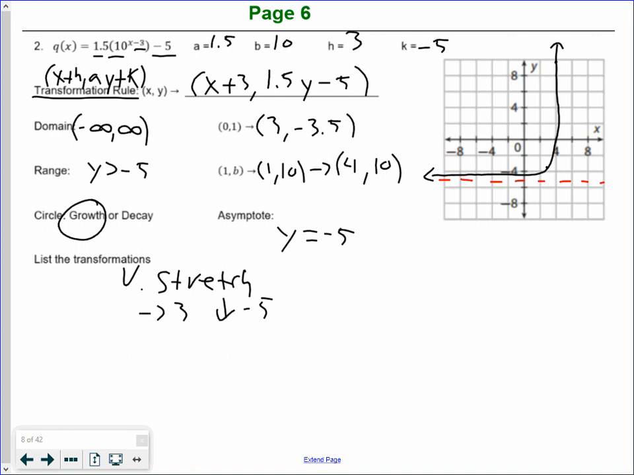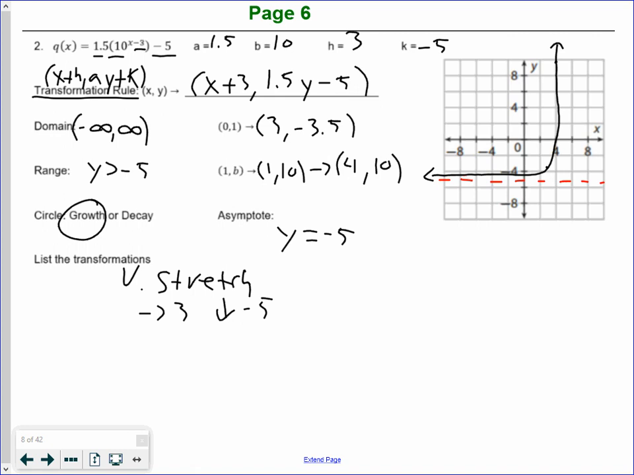Our domain, like we said before, will be all real numbers. No matter what transformations you do to the parent function, the domain is going to stay the same. So we get negative infinity to positive infinity, or all real numbers. Our range, since our A is positive, will be y is greater than our k value. Our k is negative 5, so our range is y is greater than negative 5.